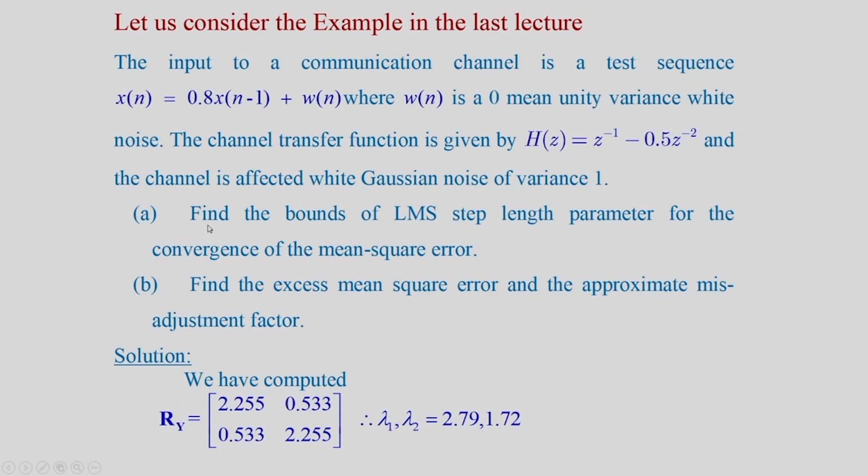Now, the new questions, in addition to the last time's questions, are: find the bounds of the LMS step length parameter for the convergence of the mean square error, and find the excess mean square error and the approximate misadjustment factor. Here Ry we have already found out. It is a matrix with diagonal 2.255 and off-diagonal 0.533, 0.533. Therefore, its eigenvalues lambda 1 and lambda 2 are 2.79 and 1.72 respectively. This is the maximum eigenvalue.